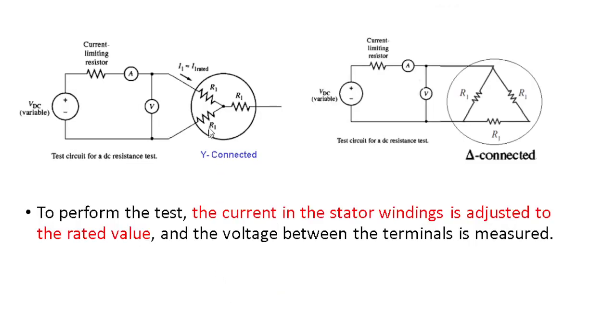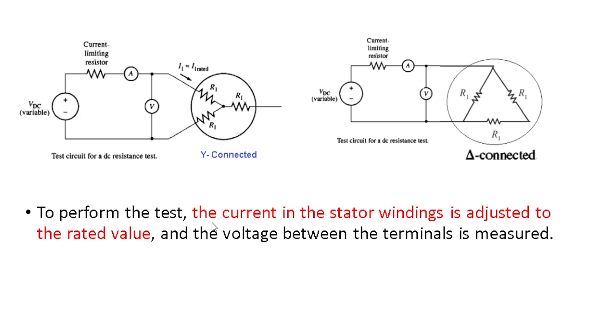There are two connections of the stator winding, Y connection and delta connection. In the circuit, we provide a variable DC voltage source. There is a current limiting resistor. And what we do is adjust the variable DC source so that the current through the ammeter is the rated current for this stator winding. And once the rated current has been achieved, we measure this voltage V.